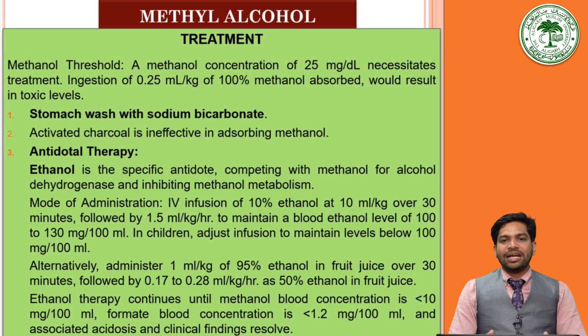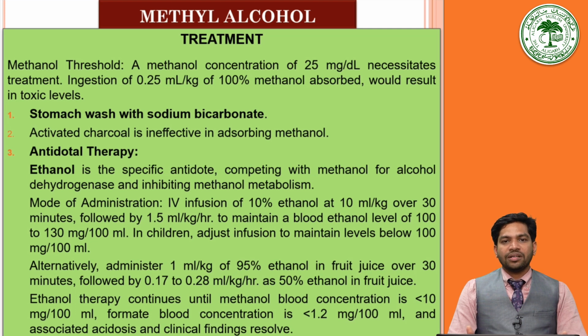However, the ethanol metabolites produce not that much toxic effect and will not cause much botheration for the patient, and the patient may be prevented from further complications of methanol toxicity. So, methanol poisoning is one of the few cases where, for the treatment of a poison, another poison is given. The mode of administration of ethanol is that 10% ethanol is given at a dose of 10 ml per kg. It is administered over a period of 30 minutes followed by 1.5 ml per kg per hour so as to produce and maintain a blood ethanol level of 100 mg per 100 ml. Blood ethanol level should be maintained at 100 to 130 mg%.